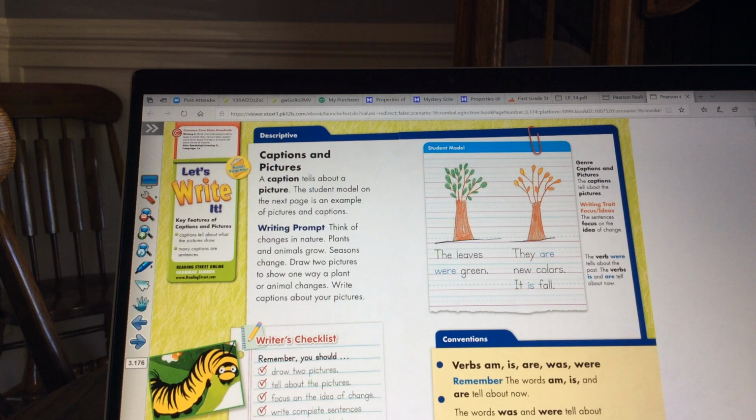This just says captions and pictures. That's a text feature we learned about the other day. A caption tells about the picture. So captions tell about what the picture shows. Captions can be sentences. So see, this is a picture, and then it says the leaves were green. The leaves are new colors. It is fall. These are captions.